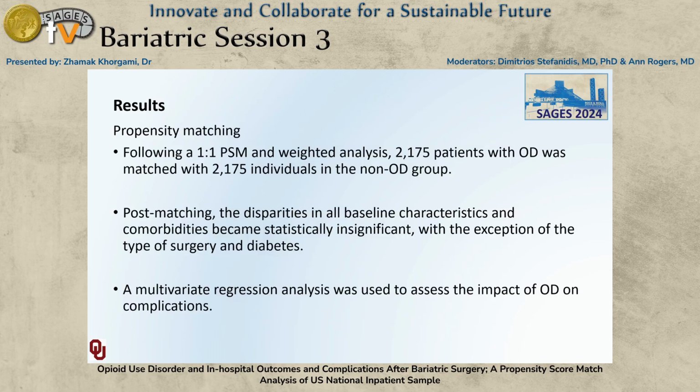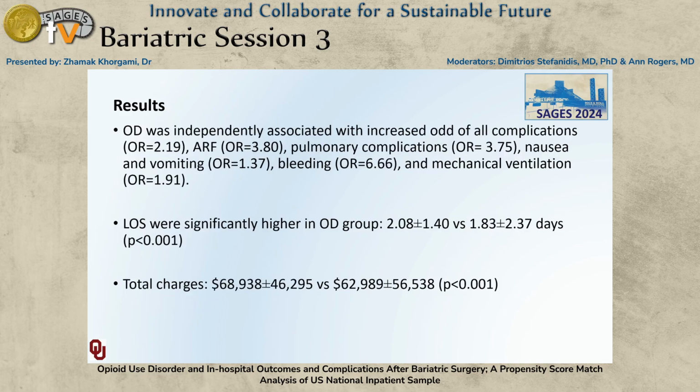We did a propensity score matching, 1-to-1. We could match 2,175 patients with opioid-related disorder with the same number of others. After matching, all the disparities were not significant except the type of surgery and diabetes. Because of this, we continued with multivariate regression analysis to include all of those factors.